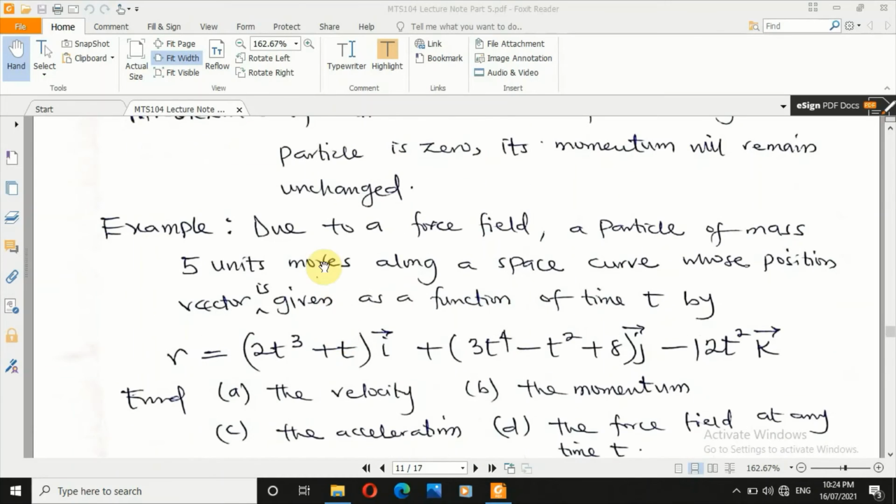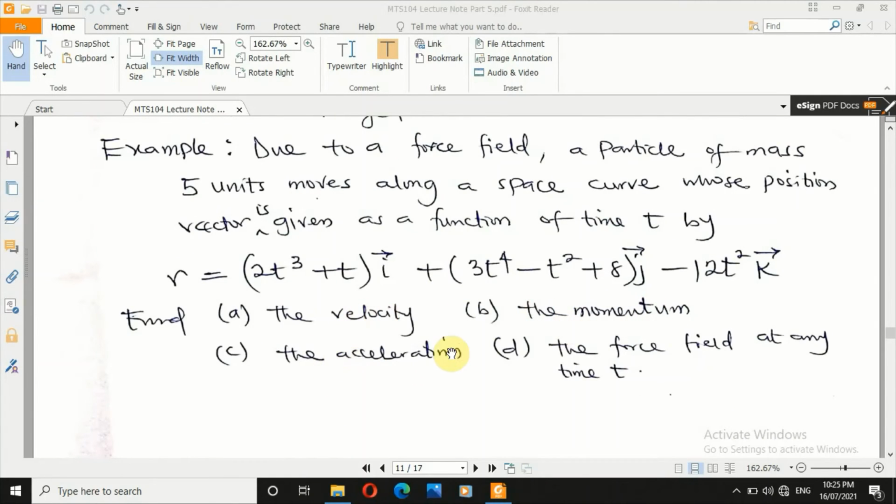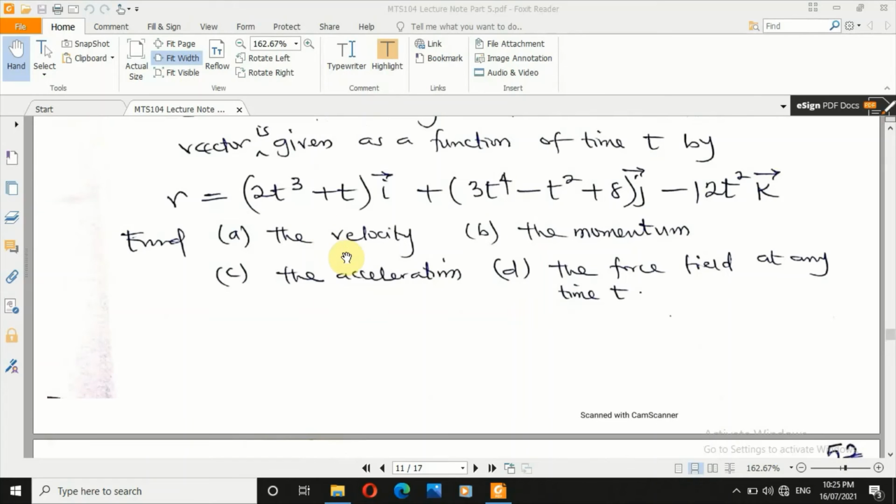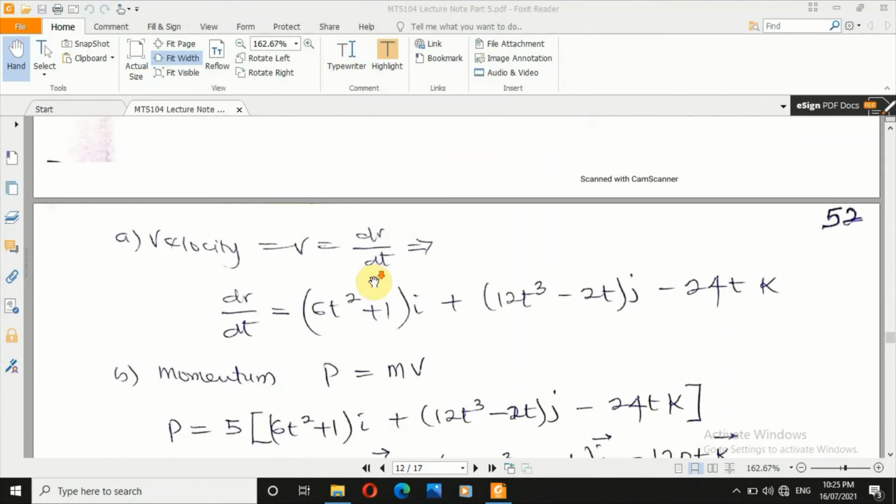Now let's take a look at this example. Due to a force field, a particle of mass 5 units, or perhaps let's say 5 kg, moves along a space curve whose position vector is given as a function of time t. Now look at this, the position vector. Then we have to find the velocity, momentum, acceleration, and the force field at any time t. So what do we need to do now? Let's start the problem. We know that for velocity, we differentiate the position with respect to time.